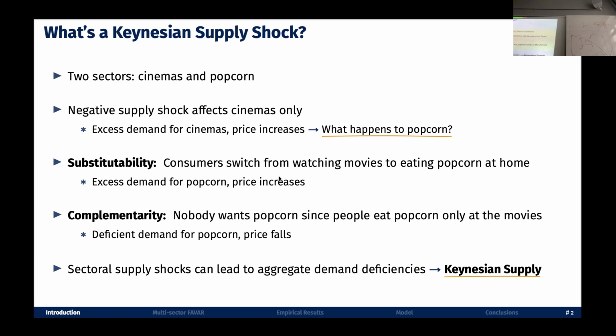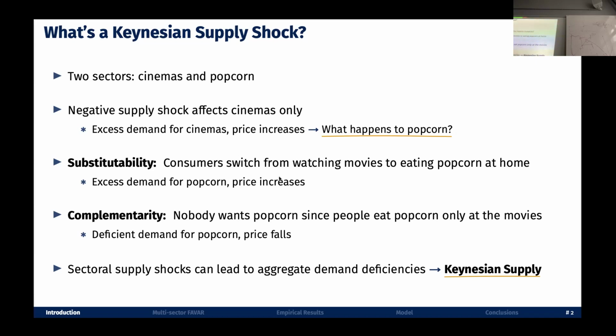If you are substituting cinemas for popcorn, then I had £100 in my pockets. I say, oh, this is actually very expensive. I'm going to spend all my £100 on popcorn, and I'm going to create excess demand. If instead I have complementarity and I just stay at home and park my money under the carpet and leave it there, then there is going to be even less than usual demand for popcorn because I'm not spending any of my £100 on popcorn. That's the idea. So substitutability refers to the relation between cinemas and popcorn.